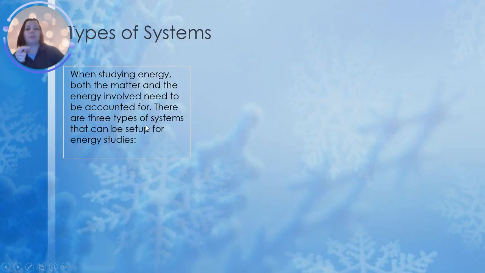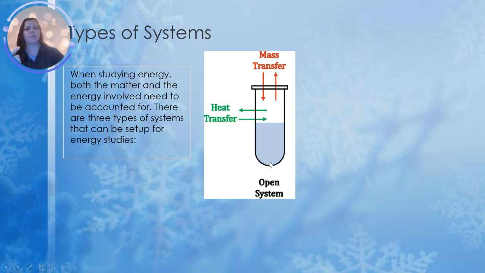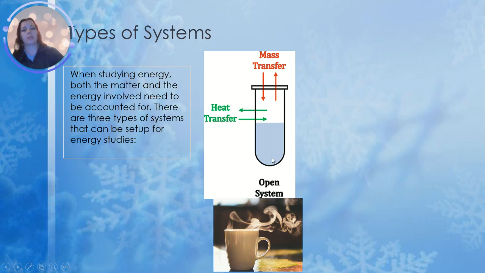So there are types of systems that we think about when we're studying energy. So both the matter and the energy involved need to be accounted for. So there's three types of systems that we're going to think about when we're setting up our energy studies. So the first one is called an open system. And when you have an open system, that means that heat can transfer in and out of the system. Mass can also transfer in and out of the system. So for example, if this is a liquid and it vaporizes, you're losing mass from the system to the surroundings. That's an open system. So that would be something like a mug of coffee sitting on the table.